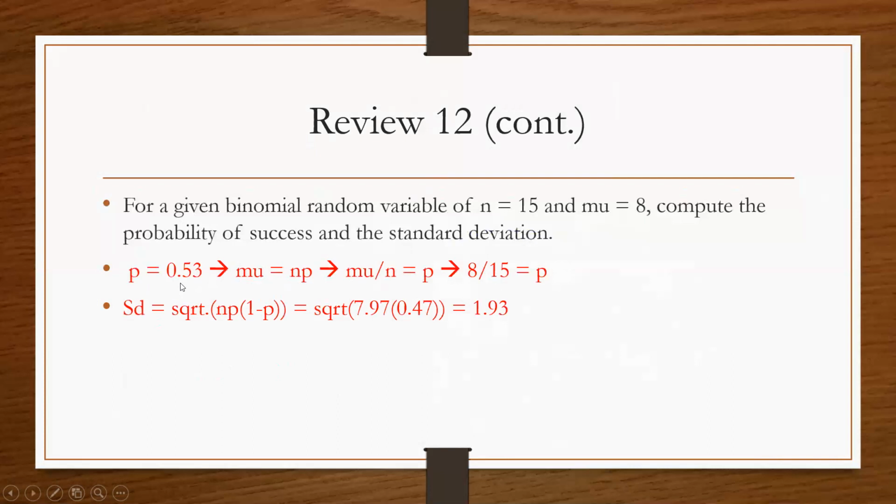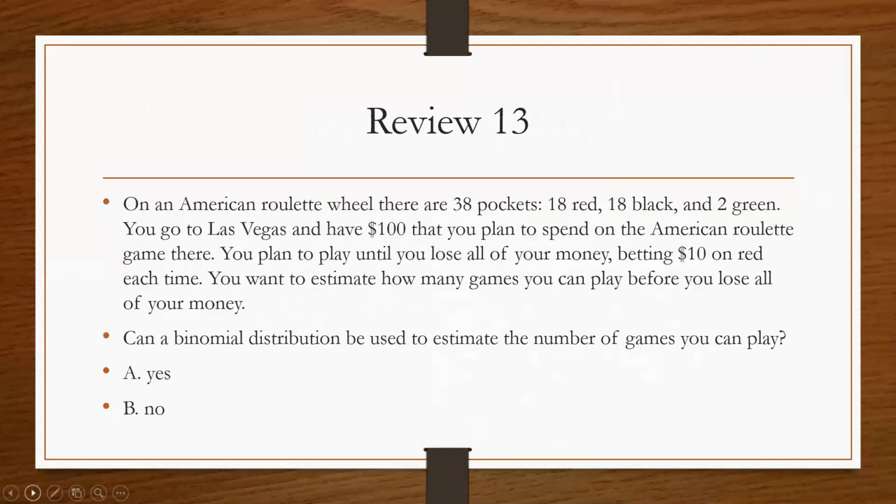So you get that. And then to calculate the standard deviation, it's just the square root of n times p times 1 minus p. So it's the square root of 7.97 times 0.47, so you get 1.93. So good job if you guys got it. All right, so next up, I'll give you guys a little bit of time to read through this and make your decision.